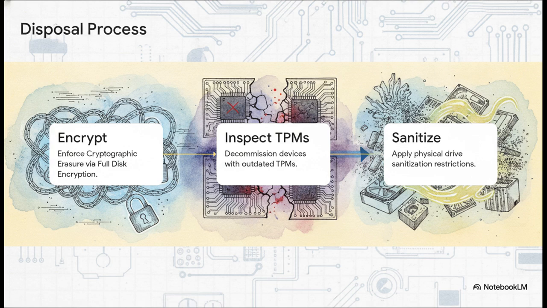Step 1 is enforcing cryptographic erasure using that full disk encryption we just discussed. Step 2 is a real game changer. Organizations must actually identify and physically decommission devices with unpatchable or outdated TPMs. You cannot just recycle them. If the hardware cryptography is compromised, the physical machine itself is a permanent liability.